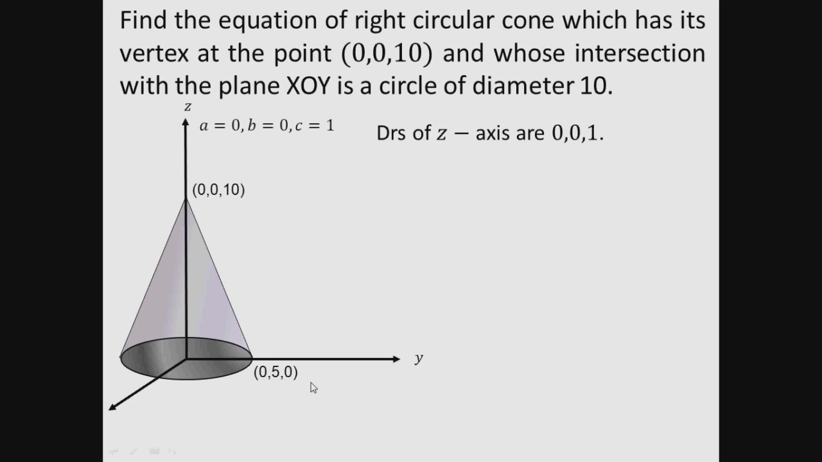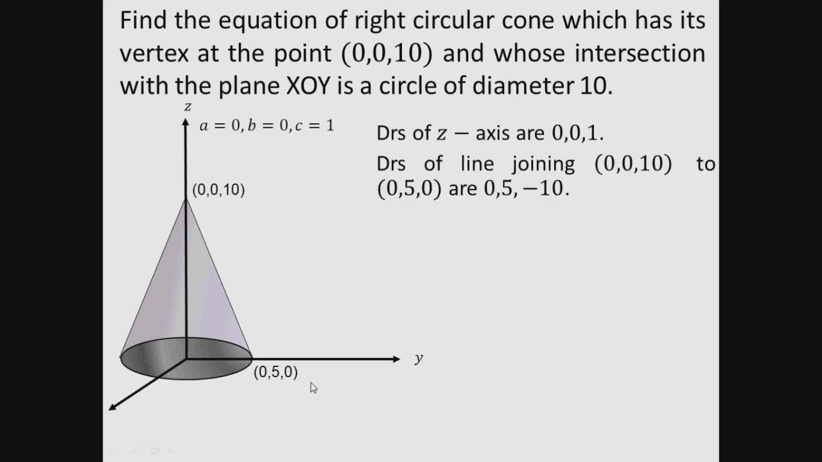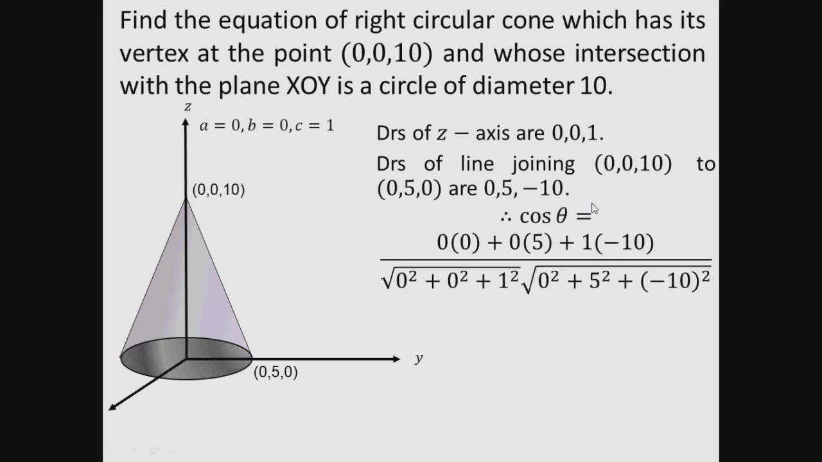So the DRs of the z axis or DCs of the z axis are 0, 0, 1, the DRs of the line joining 0, 0, 10 and 0, 0, 5 are, okay, 0, 5 and minus 10. And same as the previous problem, we had to use the formula for cos theta. 0 into 0 plus 0 into 5 plus 1 into minus 10 divided by square root of 0 square plus 0 square plus 1 square into square root of 0 square plus 5 square plus minus 10 square. Simplify it. That gives us cos theta is equal to minus 10 by square root of 125. That is minus 2 by root 5.